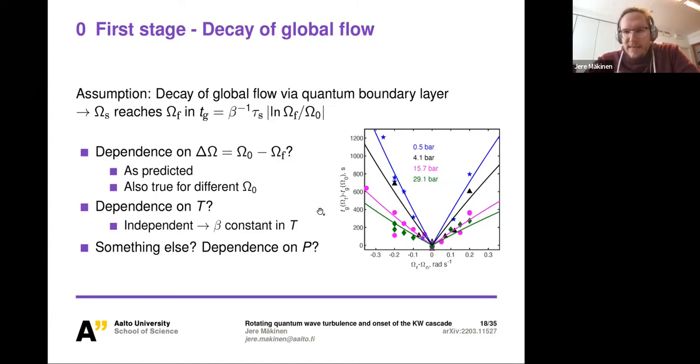So what else can we study? For instance, if we change the pressure, there is a change in the vortex core size, and that does seem to have a clear effect on how this timescale behaves, right? For higher pressures, it seems to be a faster timescale, while for lower pressure, where the vortex core size is bigger, the timescale is much longer.